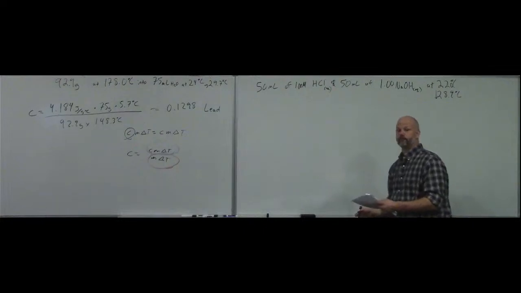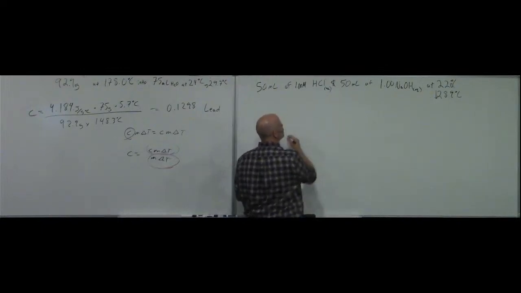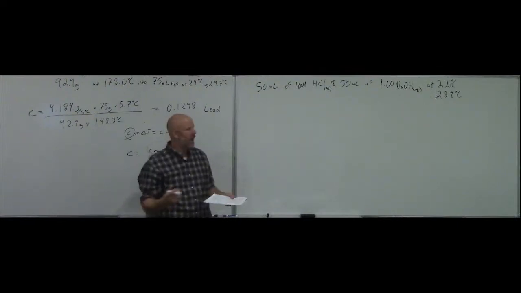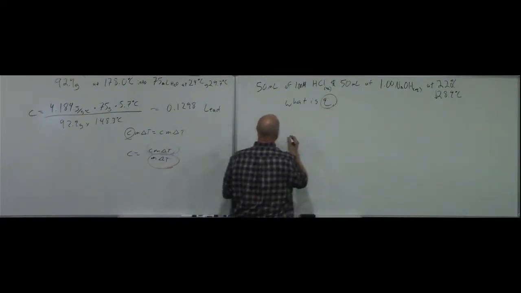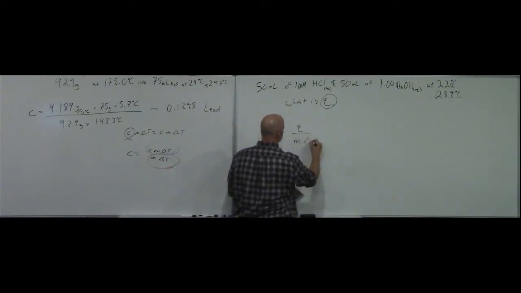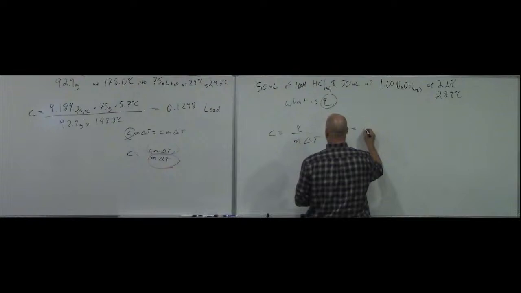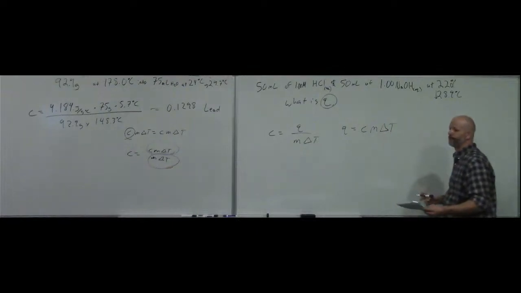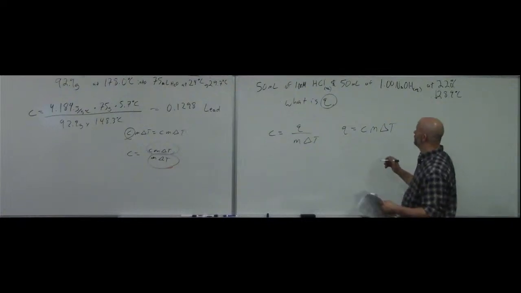Okay. So I've got my formula. Let me write it down. I want to know how much heat, how much energy, right? So which variable is it asking me to solve for? Q. I want to know what Q is. My formula says C equals Q over M delta T. I'm solving for Q, so Q equals C M delta T. So now we can start putting some stuff in here.